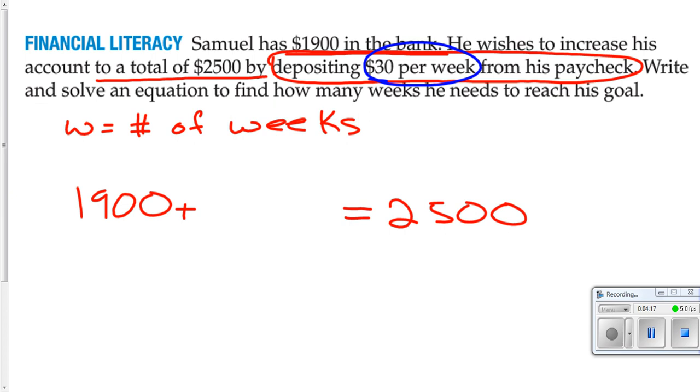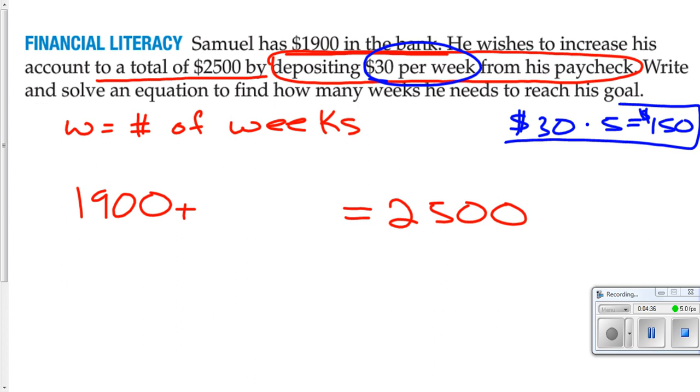The same way of saying that if I have candy bars that are $30 each, which would be a very expensive candy bar, and I have 5 candy bars, I'm going to multiply 30 times 5 to get the total amount I pay for the total amount of candy bars. So it's the same concept over here. And so we're going to have 30 times w. And so it says write and solve an equation to find how many weeks he needs to reach his goal. So I've now written my equation. I'm going to end up with 2,500 equals 1,900 plus 30w.